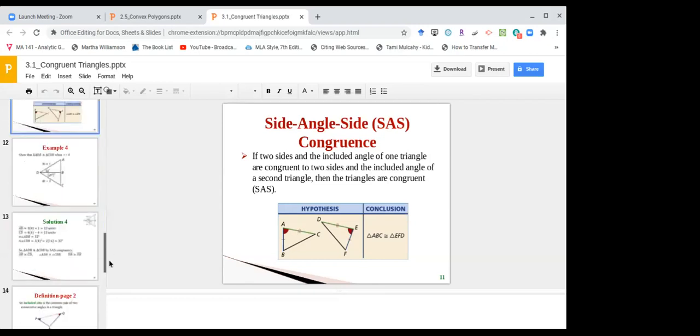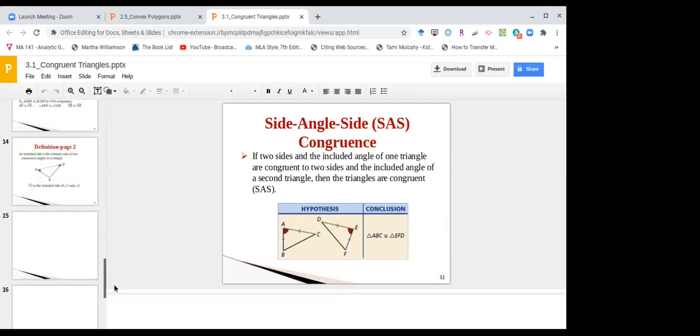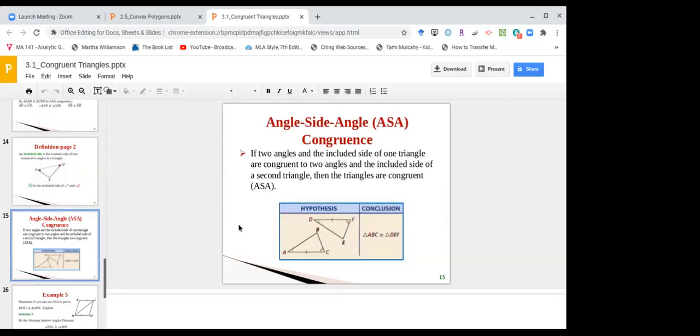Now, we have angle side angle congruence, and that is a little bit different. Here, the side is in the middle. So we have two angles hugging a side, if you will, or two angles bracing the same side. So there's a side between two angles. That's the same thing, okay?